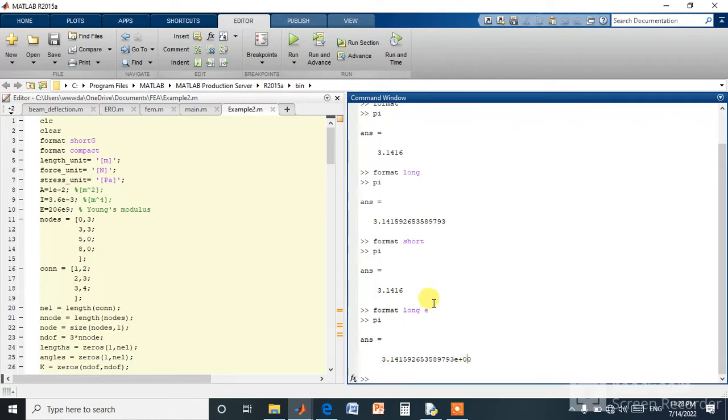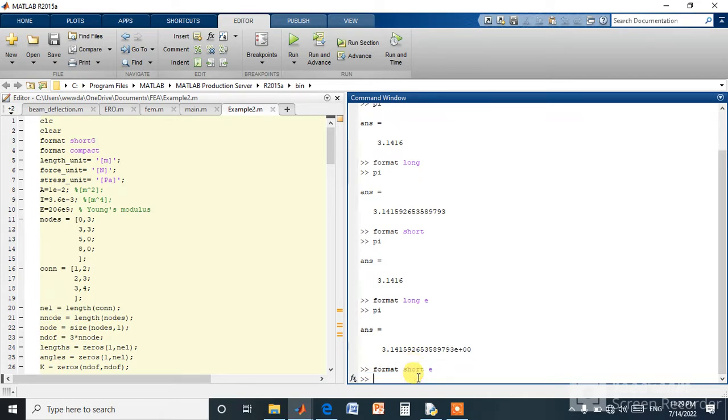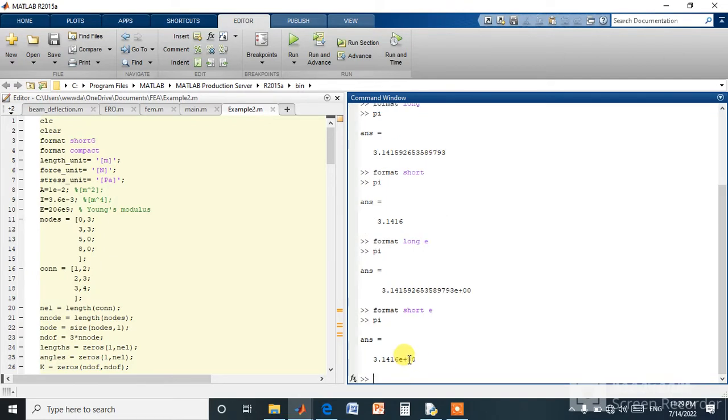So in long E, you always see an exponential or power. But in just the long format, it's just a base number. That's the difference. Then we've talked about the short, so let's talk about the short E format. Short E. Now let's observe the difference. I activate it, then I type pi and run it. Now you still see that. This is our short, and this is our short E.